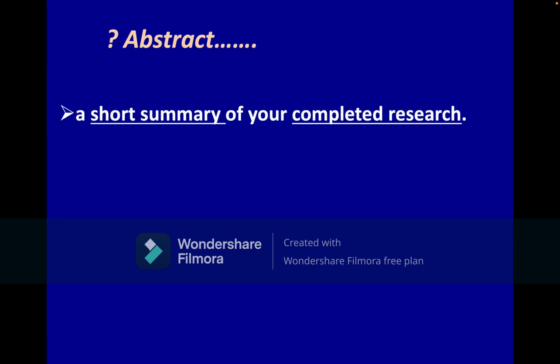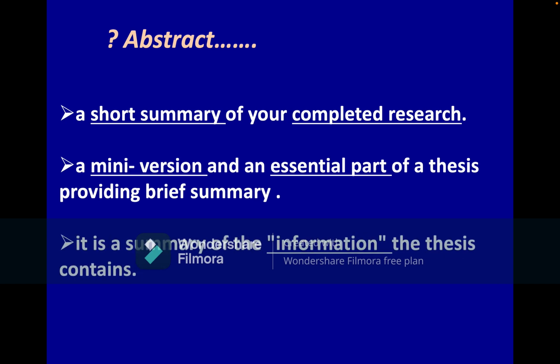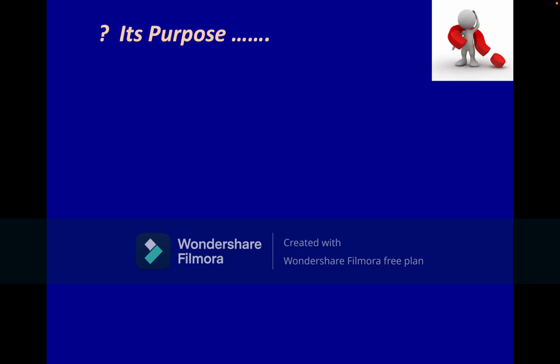As we know, an abstract is a short summary of the completed research work, what you did during 2 years, 3 years or say 5 years of time during your master's as well as PhD work. Please remember it is a mini version of an essential part of a thesis, which provides a brief summary in a very tabulated form. Many times we can say the abstract is a summary of the information of the thesis, which may be a 30 page thesis, an 80 page, or 200 to 300 pages thesis. Now the question arises, what is its purpose?